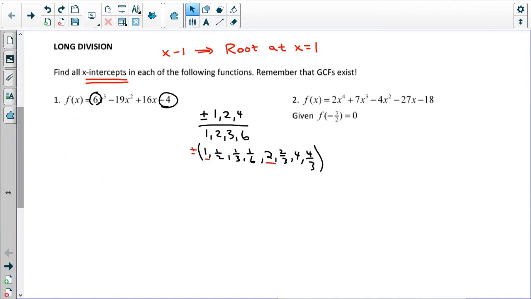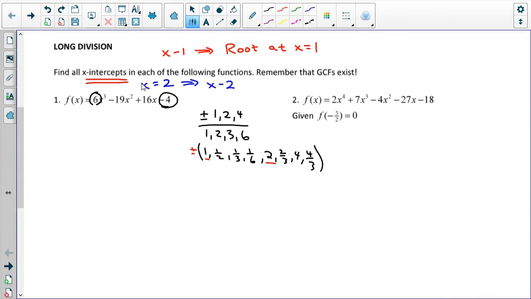The next one I'm going to do will work. I'm going to try x equals 2, which means that x minus 2 is the factor that we are going to try. So I'm going to try to divide 6x cubed minus 19x squared plus 16x minus 4 by x minus 2. So if I try that, I have 6x squared.